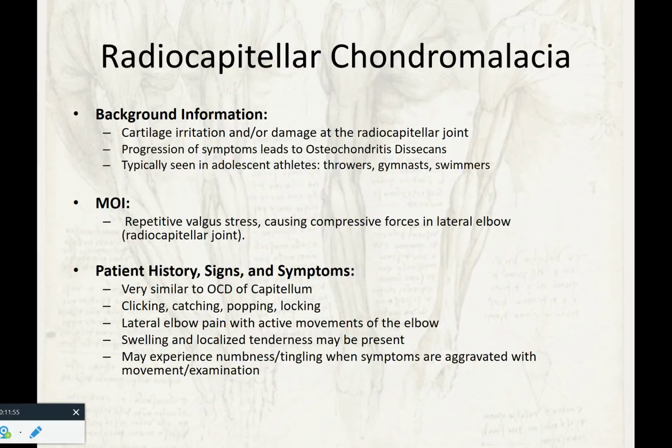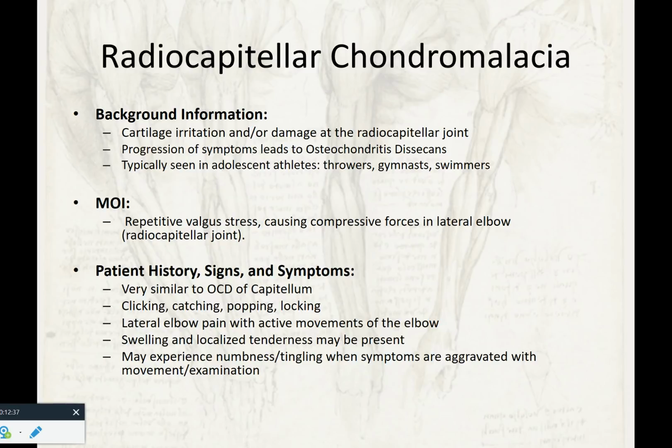So now let's get into radiocapitular chondromalacia. Through your medical terminology, you should know that malacia means softening of something, and usually it's in regards to cartilage. So chondromalacia is almost the first sign of injury to cartilage. Background information: this is cartilage irritation and/or damage at the radiocapitular joint. Progression of symptoms may lead to OCD, as we just went over. It is typically seen in adolescent athletes, throwers, gymnasts, and swimmers, a very, very similar patient population to OCD.